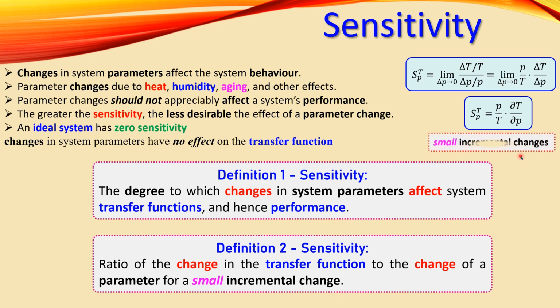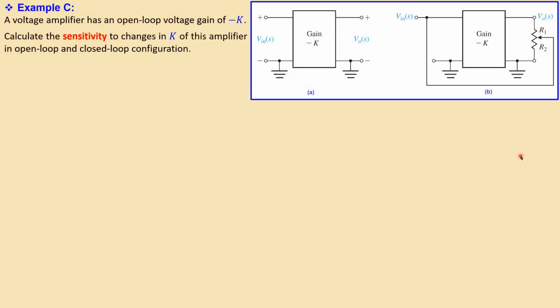All right, and again, small incremental changes. We don't forget that. Let's look at an example, example C, which is a very practical situation, and you can see from this example that indeed feedback has some effect on our sensitivity. What we see here is actually the following.